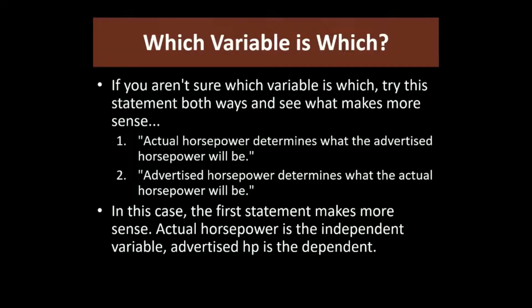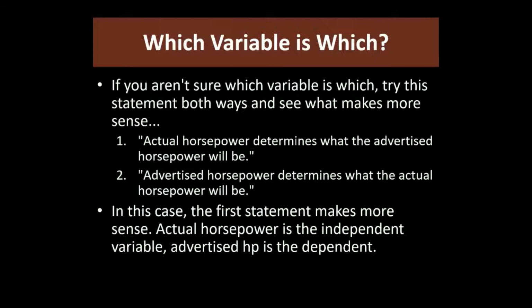So we have advertised horsepower, and then we have real horsepower. We're going to use those as our two variables. So how much they said it had versus how much it did have. Now I'm going to read the following two statements. I want you to listen to them carefully and think about them and tell me which one makes more sense, because that will tell you which one the independent variable is and which one the dependent variable is.